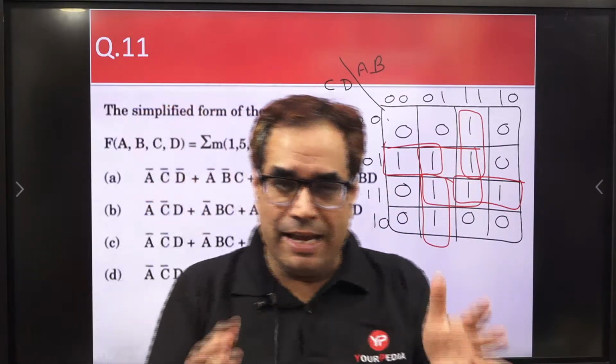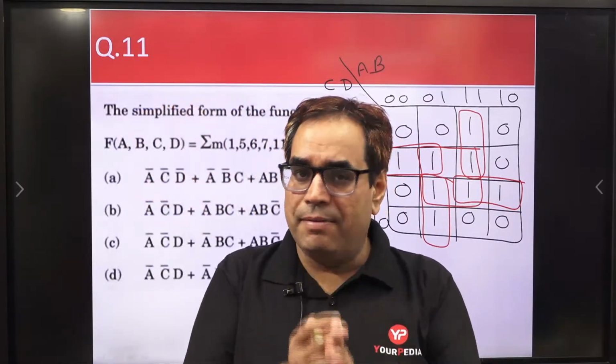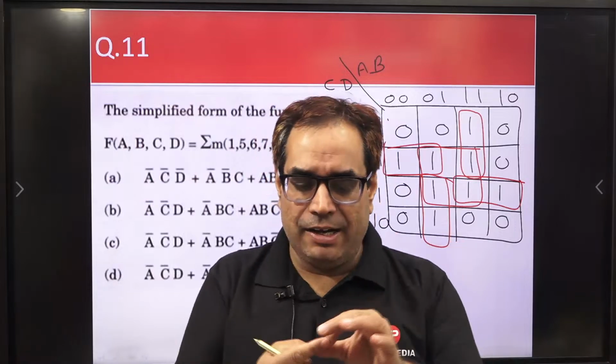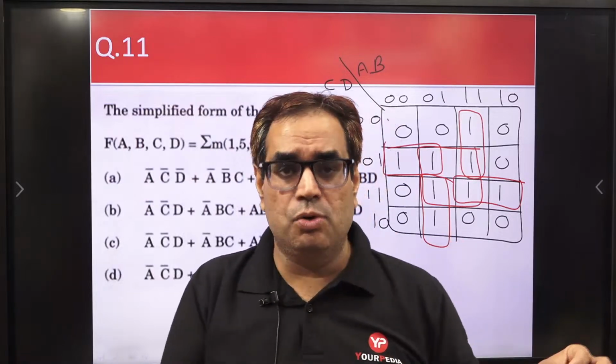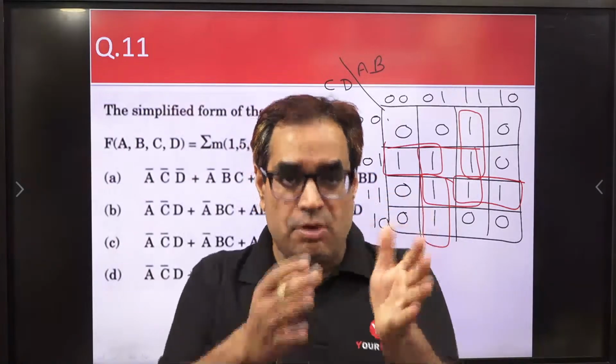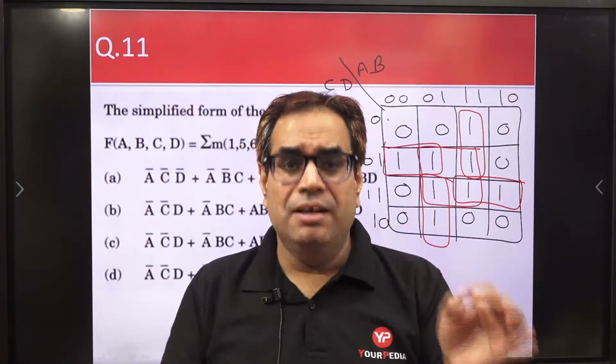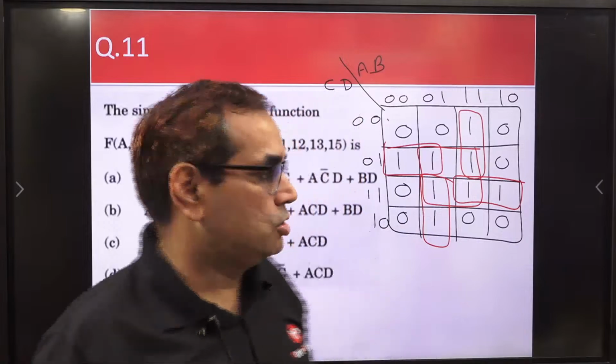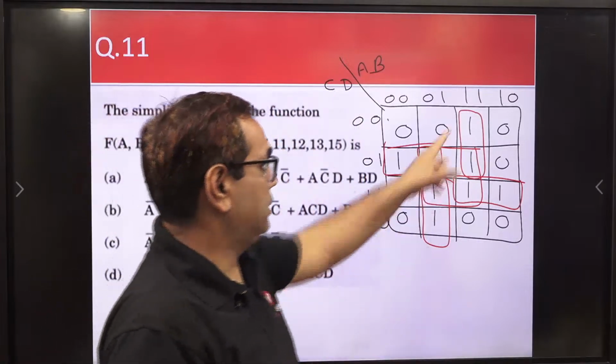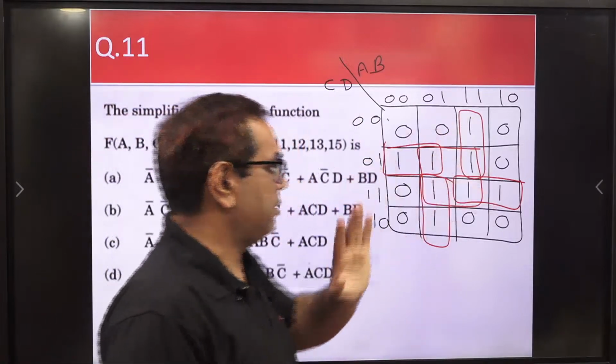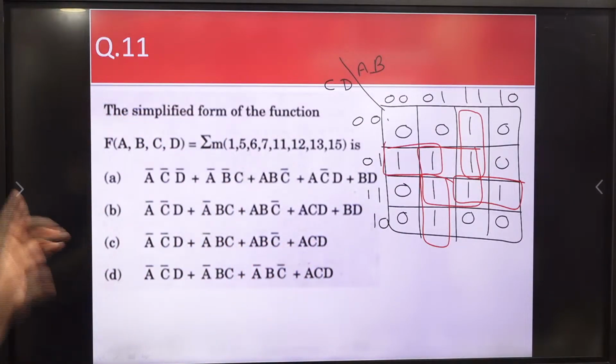In any minimum SOP form, we never write the redundant term. We include all EPIs, some of the SPIs, and no RPI. So we will write only the pairs: this pair, this pair, this pair, and this pair. So A cannot be the answer.